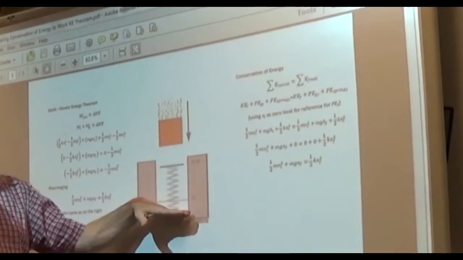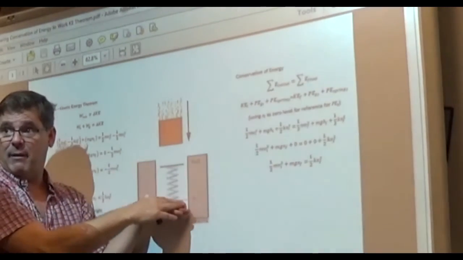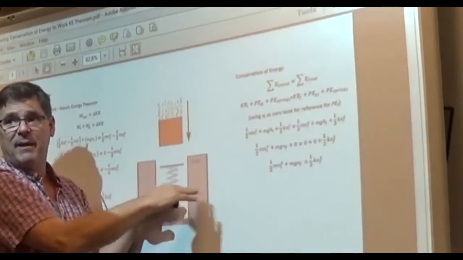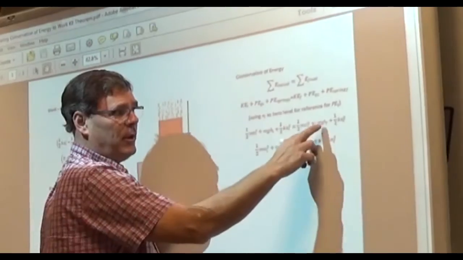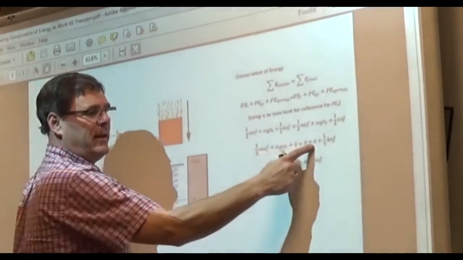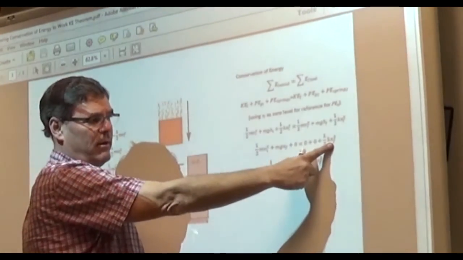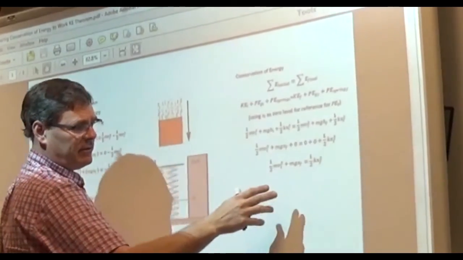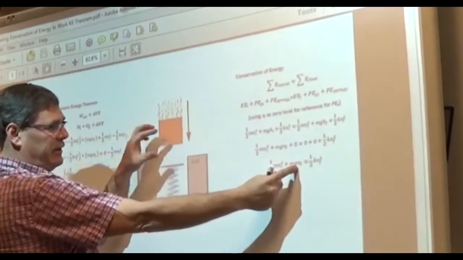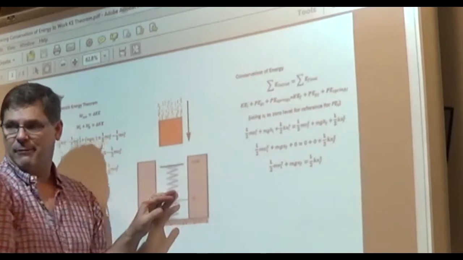Then at my final point, that's when it's at its lowest spot, the block has stopped moving when it gets to the bottom. So there's 0 kinetic energy. There's no height above my reference point, so there's 0 gravitational potential energy. And now all the energy from before has been stored in the spring, which is 1/2 kx squared. So rewriting the equation without the zeros, I see that the kinetic energy plus the gravitational potential energy here equals the spring potential energy here.